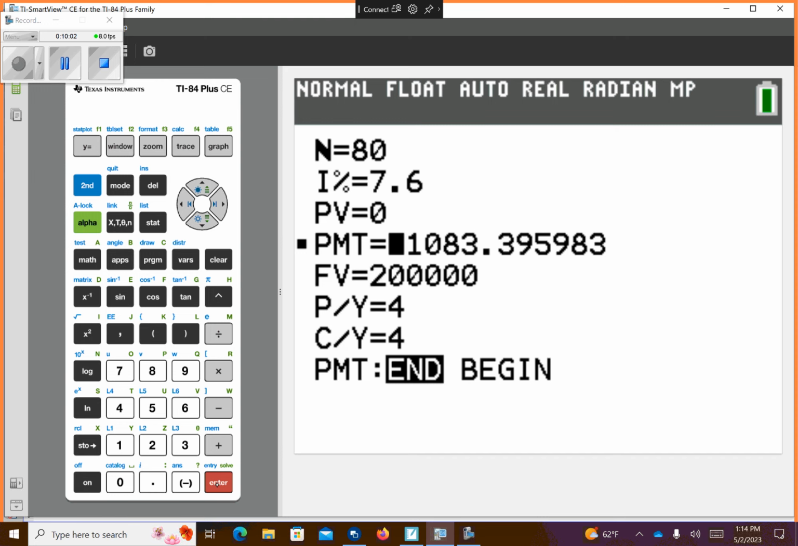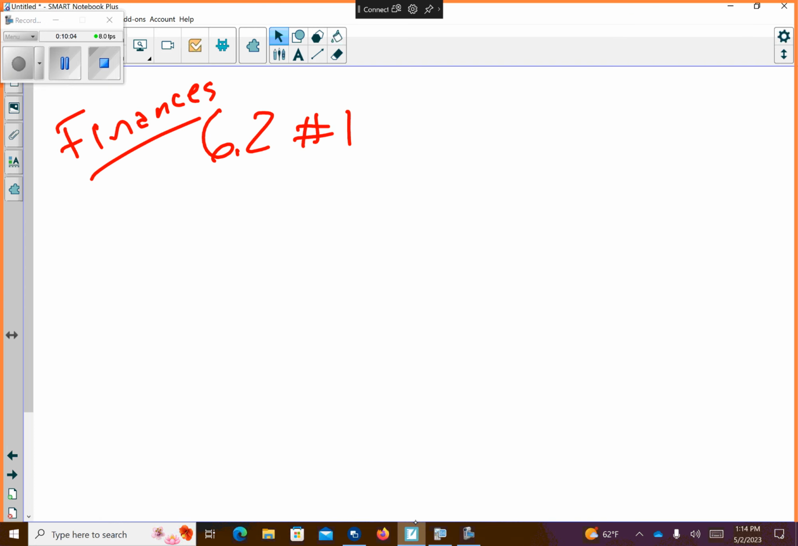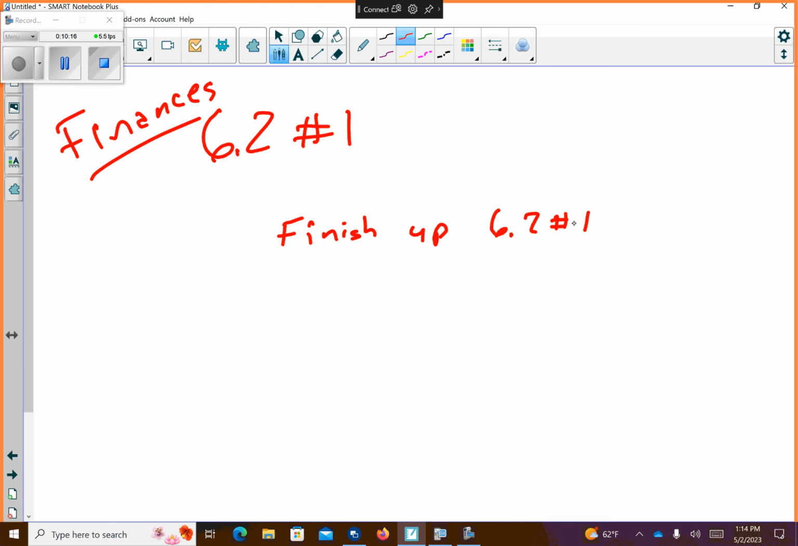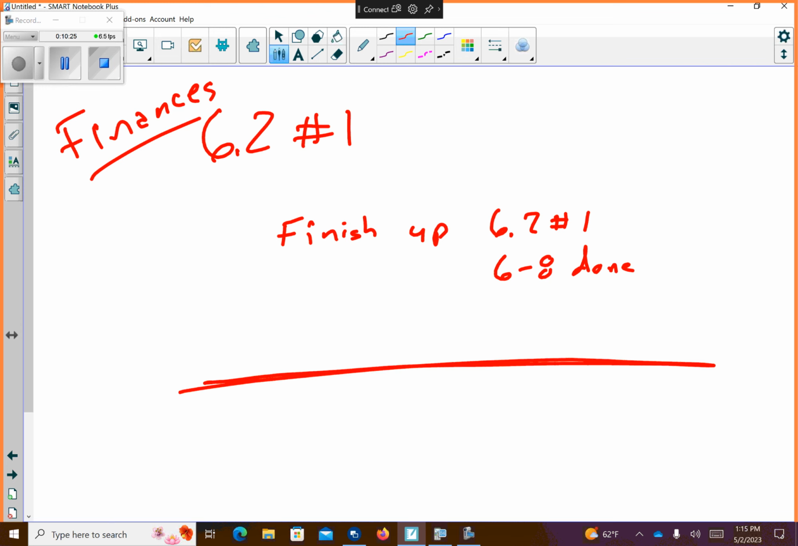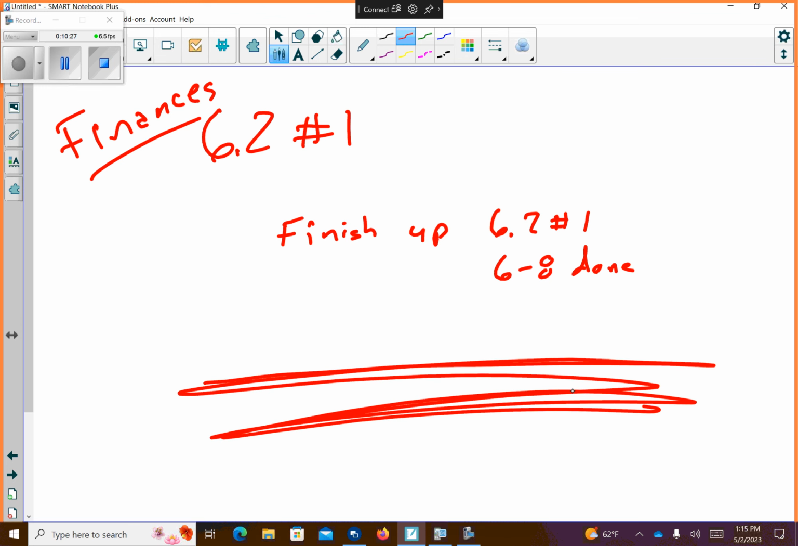So, what I will mark off tomorrow is will you finish up 6.2 number 1? B and I have already done 1 through 5 for you. Get 6 through 8 done. You have the rest of the period to work on it just because you might not have this calculator at home. So work on it now, get it done. I will mark it off tomorrow. Cool?